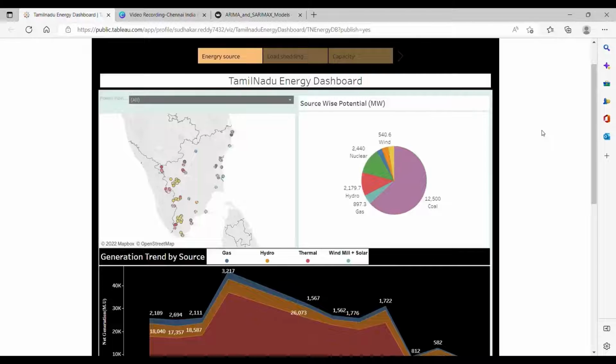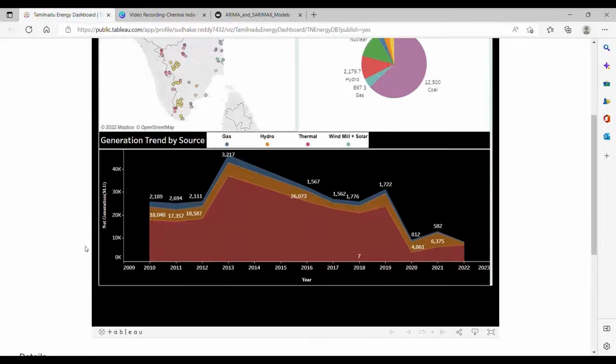We had used Tableau to plot the power plant details and the source-wise detail of each and every power plant with the capacity and the type. And also we plotted the net generation of each and every type of power plant. Whichever data was available, we just used it. If you see, the gas power plant net generation has been steadily decreasing, and in 2022 this is almost 1097 MU.